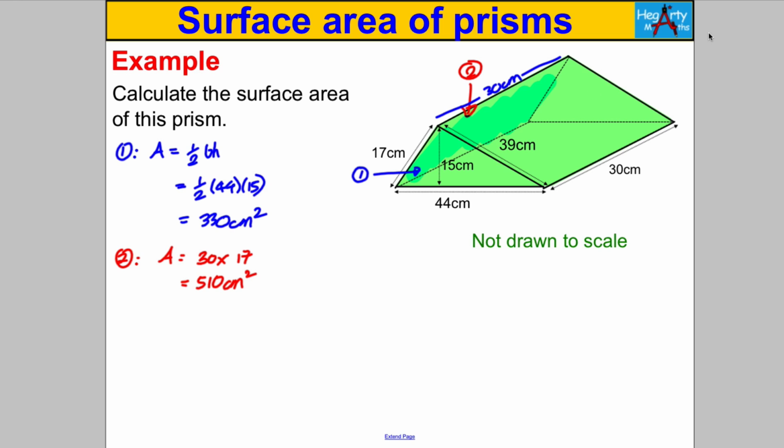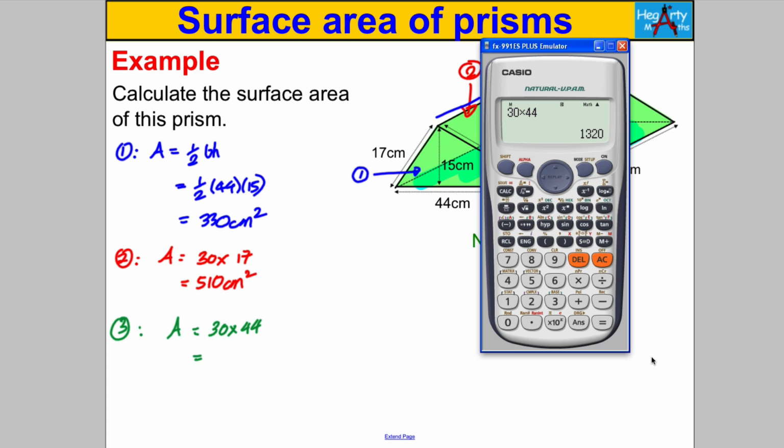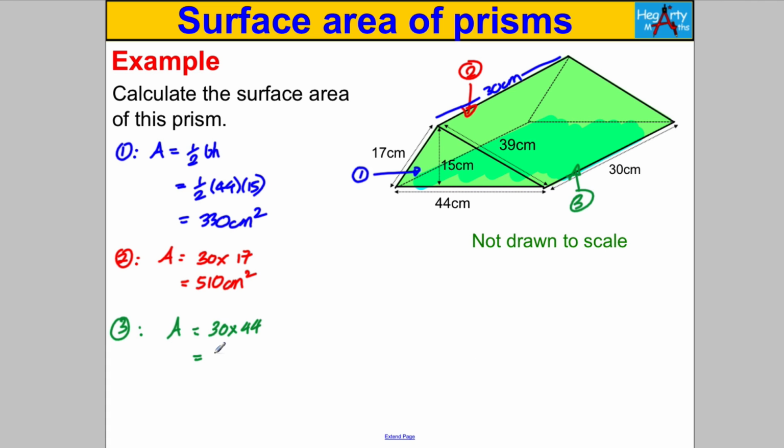Let's do the same now with the base here. So this time I'm going to try and work out the area of this base of this triangular prism. So why don't I call that shape 3? The area here, well, if that's 30 and we know this distance is 44, it's simply going to be 30 multiplied by 44, and we get 1320 centimeters squared.